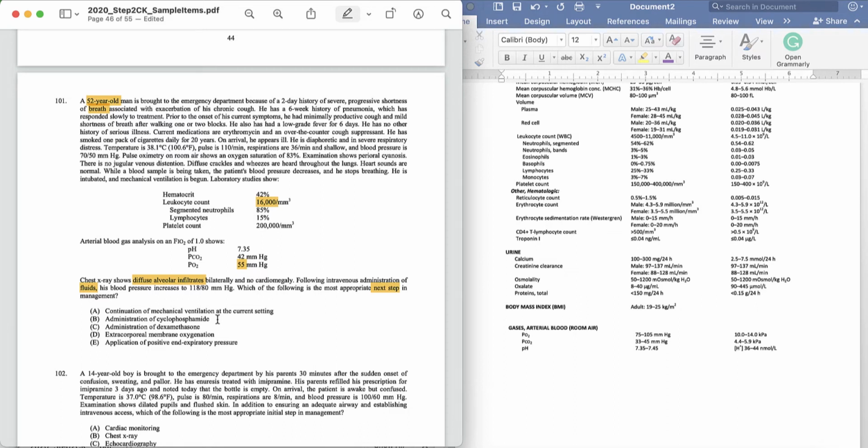See, already now I can start to pick apart these. It's not going to be cyclophosphamide. How is this even related to this? We're not going to do that. Extracorporeal membrane oxygenation, I don't know what that is.